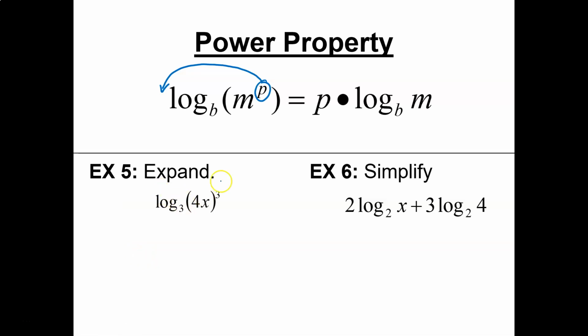For this one, I could pull this 3 out front. So I would have 3 log base 3 of 4x. And here's a place where your parentheses are important. I can break this down further, right? It is important, though, that when I break it down further, I put parentheses right here, and I'm doing log base 3 of 4 plus log base 3 of x. Without those parentheses, the 3 would only be multiplied by just this first term, but it should be multiplied by the whole thing. So you want to put those parentheses there.